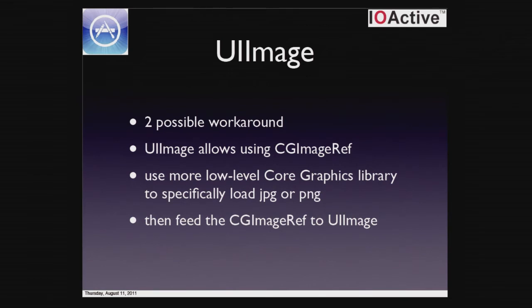And the cool thing about using Core Graphics is that it has specific APIs to say, this is a PNG file, this is a JPEG file, this is a bitmap file, and so forth. So you can just use Core Graphics to load an image, and then you pass off the Core Graphics image reference to UIImage, and then you can start using the image. And that way, the attack surface is much reduced.